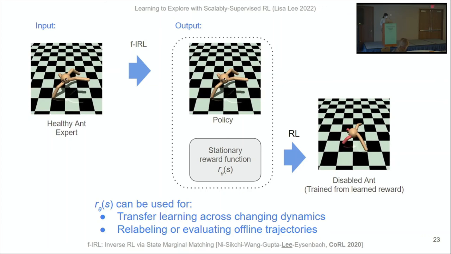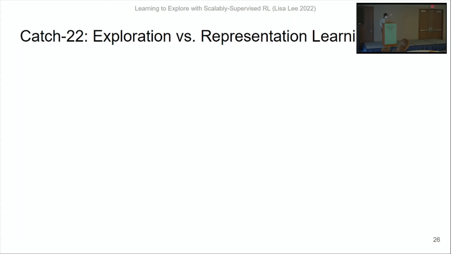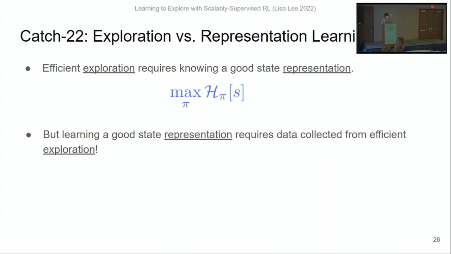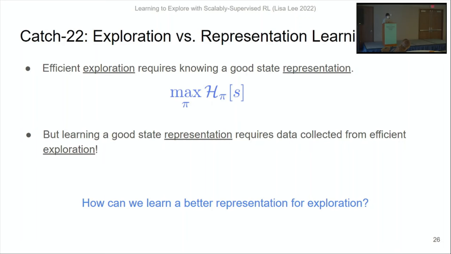I want to bring up a catch-22 situation between exploration and representation learning. First, efficient exploration requires knowing a good low-dimensional state representation. But on the other hand, learning a good state representation requires data collected from efficient exploration. So many exploration algorithms are limited by the quality of the state representation. And this brings us to the next section on learning a better representation for exploration.